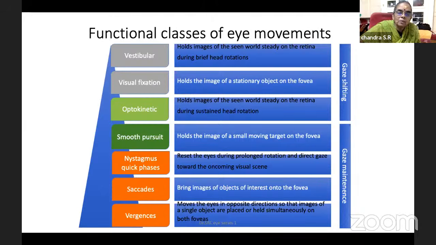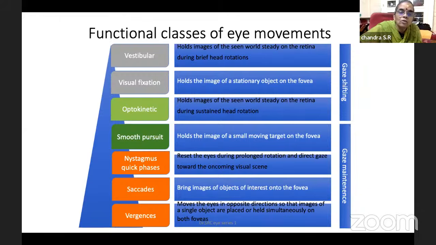And what is smooth pursuit? Smooth pursuit holds the image of a small moving target on the fovea. So it just follows a moving target. The optokinetic drum is there, and it is moving, so it follows the slowly moving object.